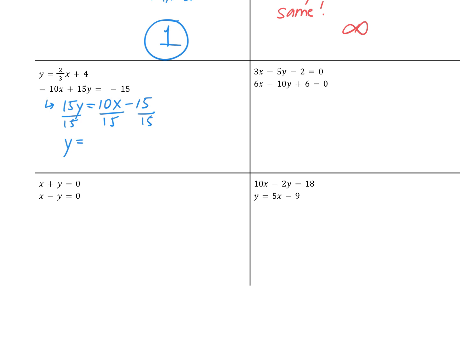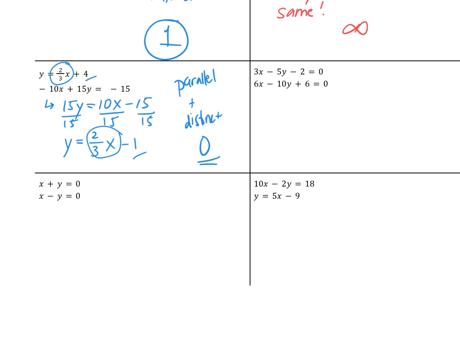Now I am going to make sure to reduce my fractions. So 10 over 15 is 2 over 3. And now -15 divided by 15 is -1. And when I compare, same slope, different y-intercept. So our lines are parallel and distinct, meaning 0 solutions.